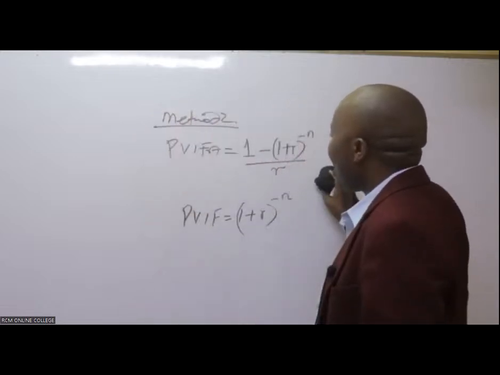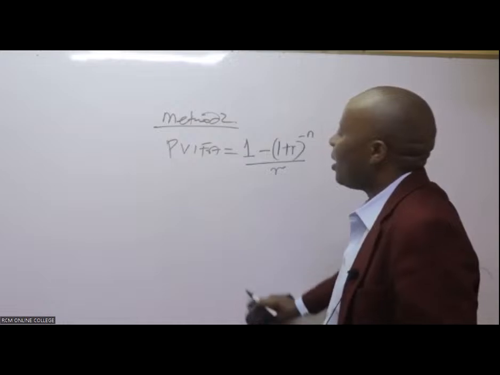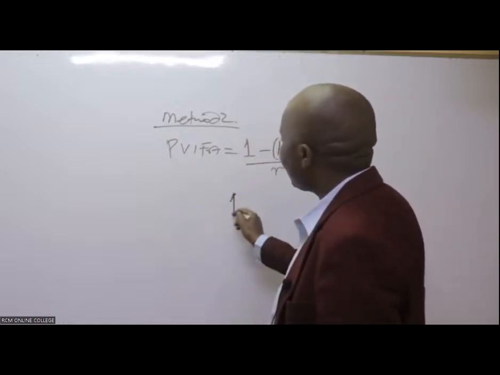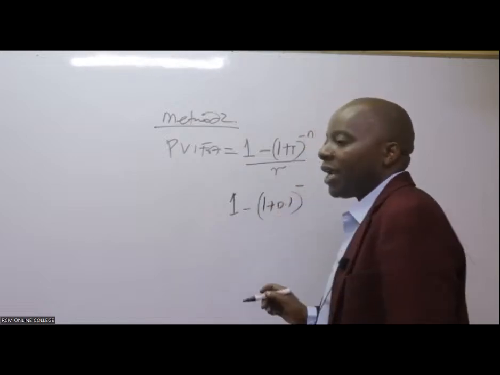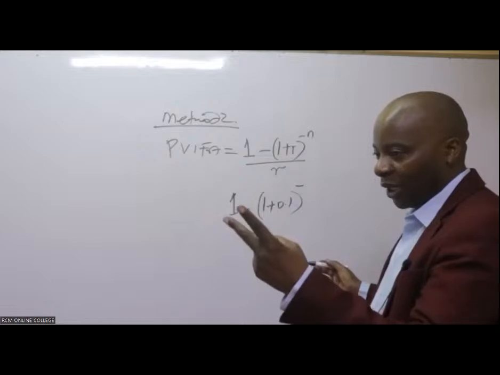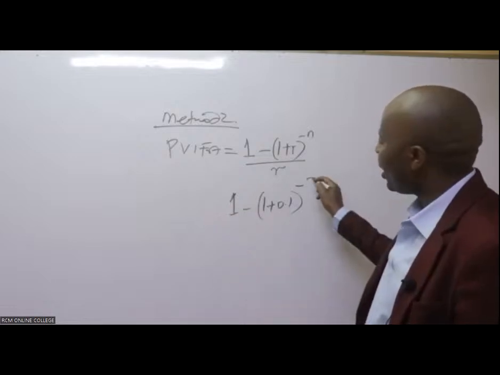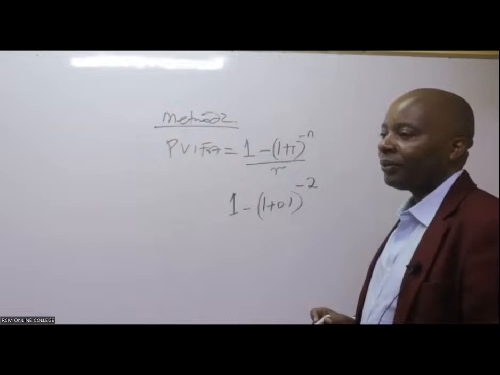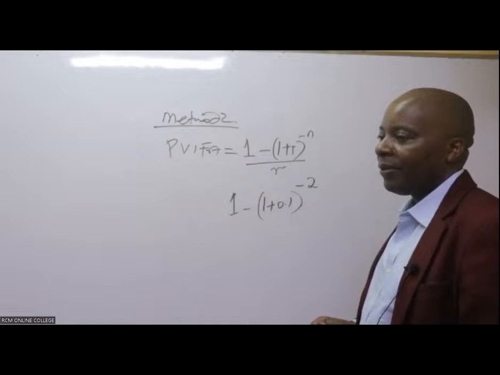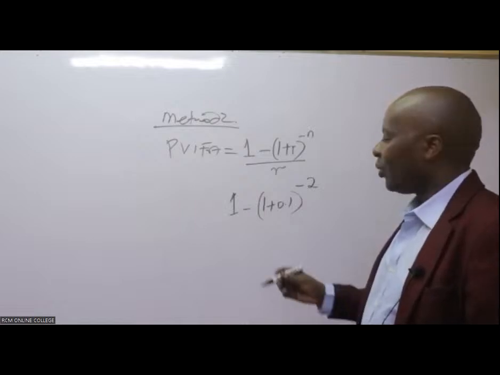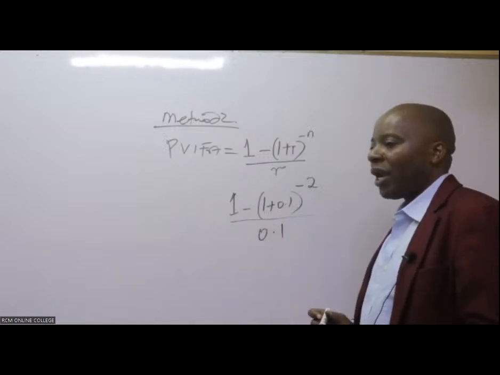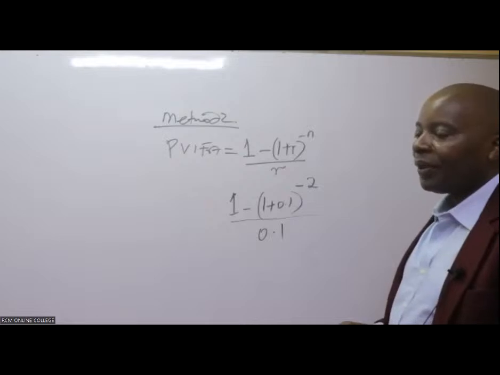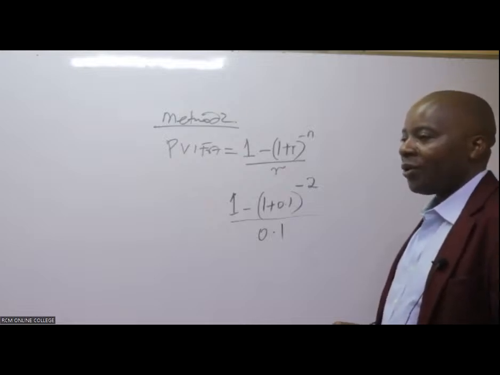So I would want you guys to do me a favor. We know what our R is. So this will be 1 minus (1 plus 0.1) raised to negative n. Our n in this particular case is a 2-year thing. I use 2 years to simplify. So minus 2 like that. And then whatever we get, we shall divide by R, which is 0.1.